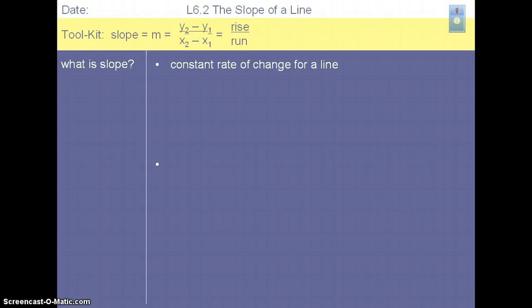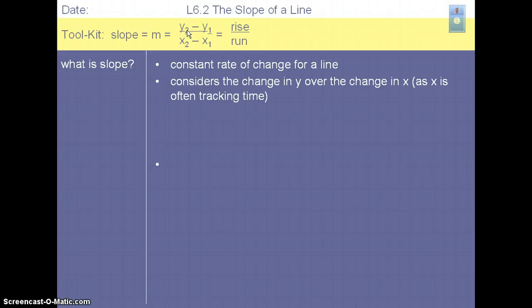It's equal to your change in y over your change in x, as we can see here, y2 minus y1, x2 minus x1. The subscript here of the 2 and the 1 just would mean that y1 and x1 come from the first point, y2 and x2 come from the second point. Some people call this the rise over the run. So we consider the change in y over the change in x.